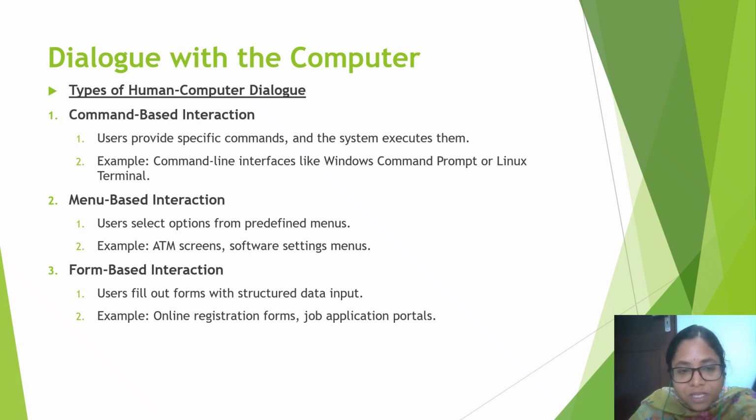Second is menu-based interaction. Users can select options from predefined menus. Examples are ATM screens and software setting menus. We can interact based on menus. Third is form-based interaction. Users can fill out forms with structured data input. Examples: online registration forms and job application portals, where we make use of forms to interact with the systems.